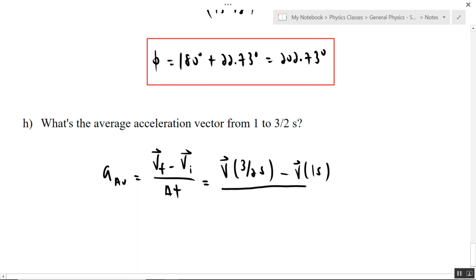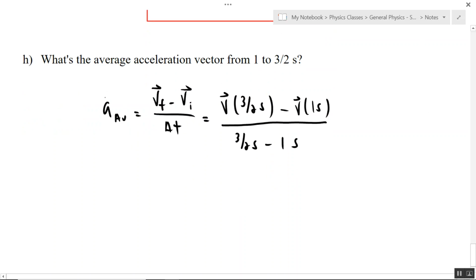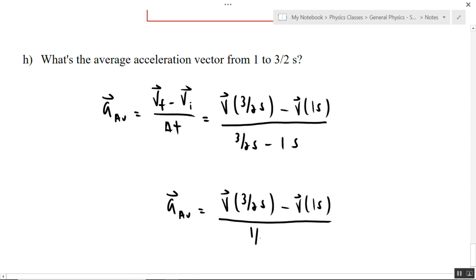The time it takes to get from the initial to the final is just the difference of the times, right? It takes a half a second to go from vi to vf. So in essence, this is the average velocity vector. Sorry, I forgot to write the vector. If I forget to write something, just let me know. So you're essentially dividing by a half a second, because the time difference is a half a second.